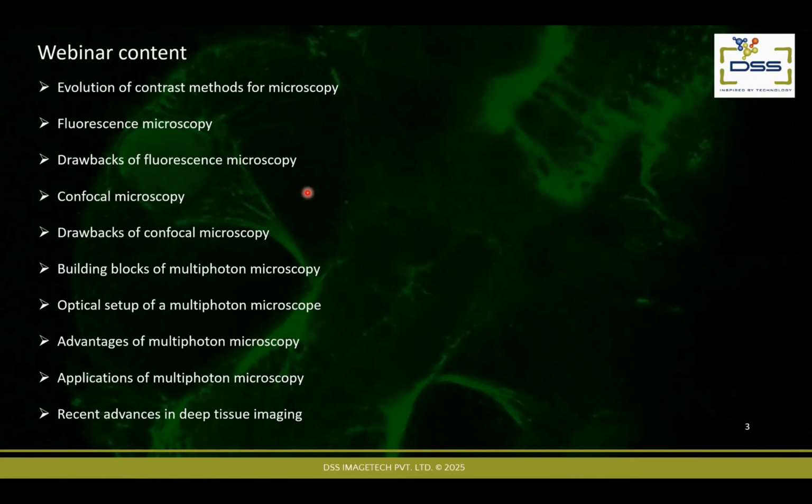And then finally, what are the core optical components of a multiphoton microscope? Roughly, what is the optical setup of a multiphoton microscope? I'll explain grossly. And then what are the advantages of multiphoton microscopy, which we are not able to achieve in standard fluorescence and confocal microscopy. And then lastly, I'll be explaining the recent advances in terms of optics that are used in deep tissue imaging for multiphoton microscopy.